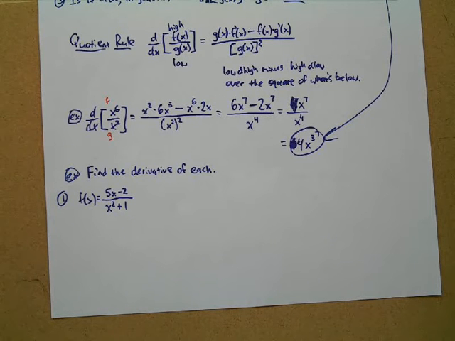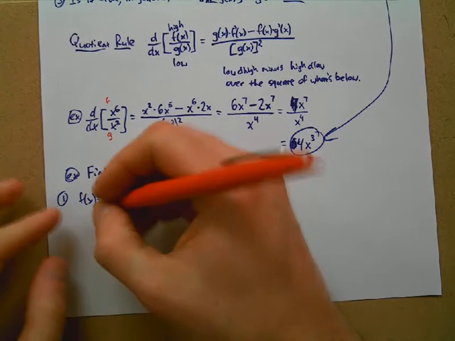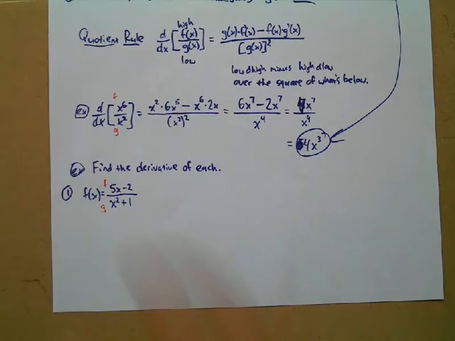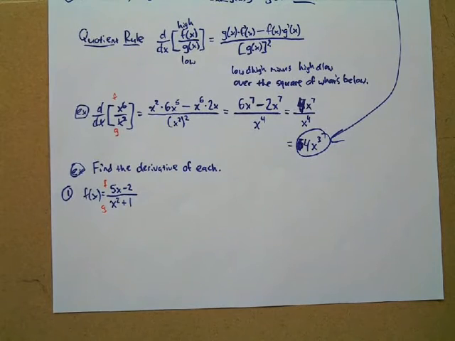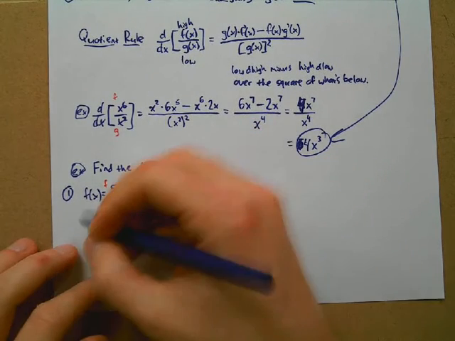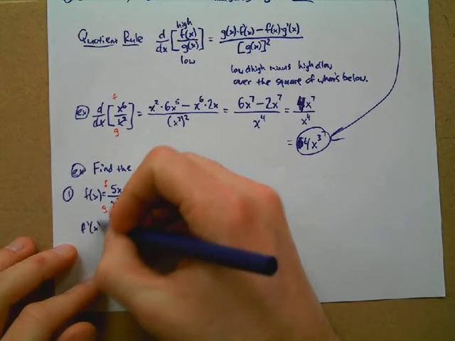Okay, so again, there's our 2 functions. And so then f prime of x will be low, x squared plus 1, times the derivative of the top. What will the derivative of the top be?